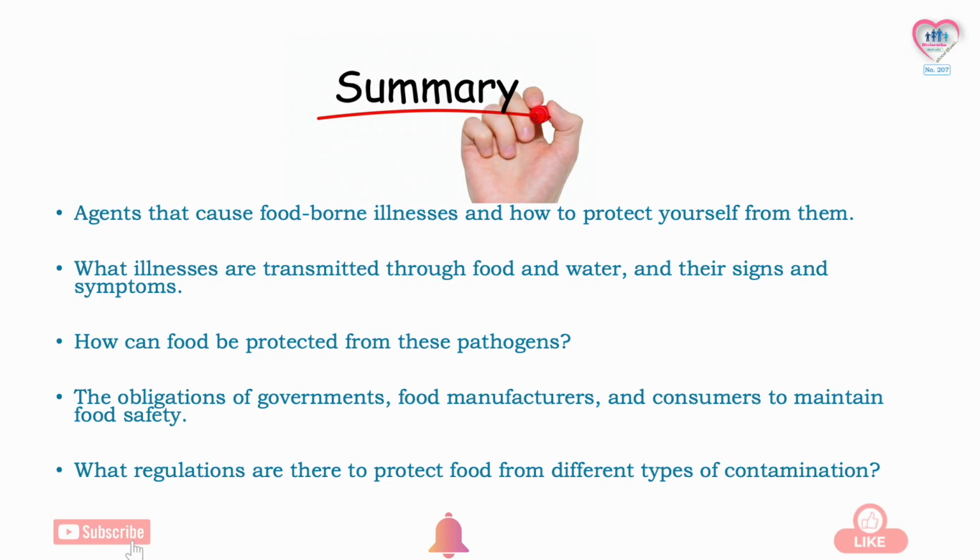Before winding up, let's summarize what we discussed in this video. We discussed agents that cause foodborne illnesses and how to protect yourself from them. What illnesses are transmitted through food and water, and their signs and symptoms. How can food be protected from these pathogens? The obligations of governments, food manufacturers, and consumers to maintain food safety. What regulations are there to protect food from different types of contamination?